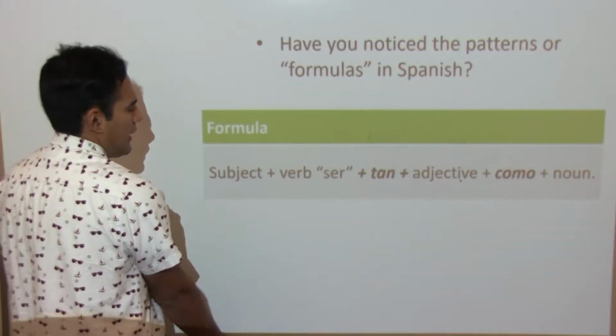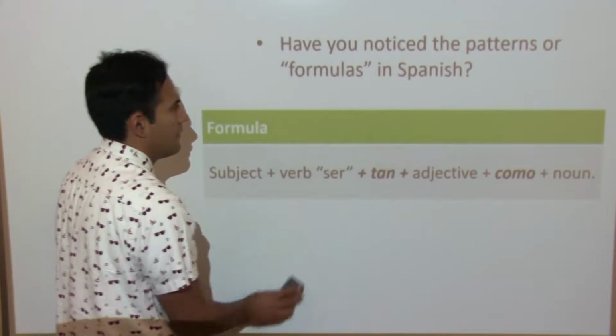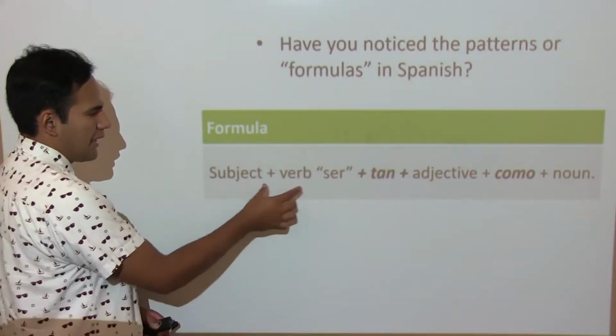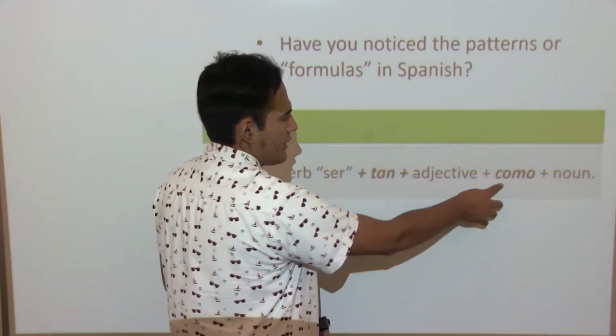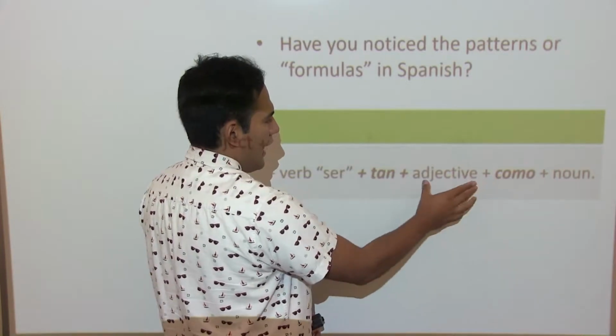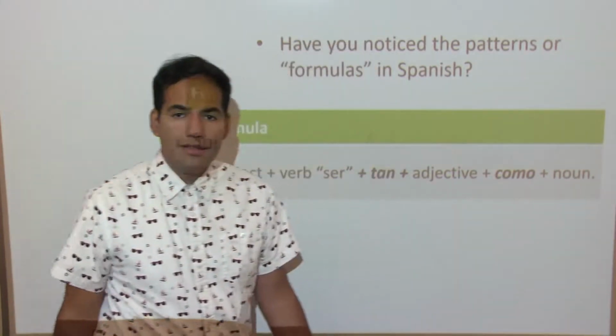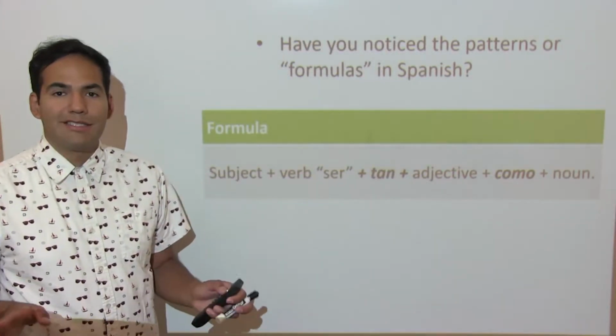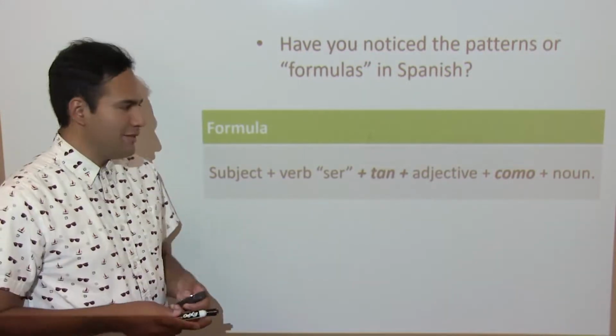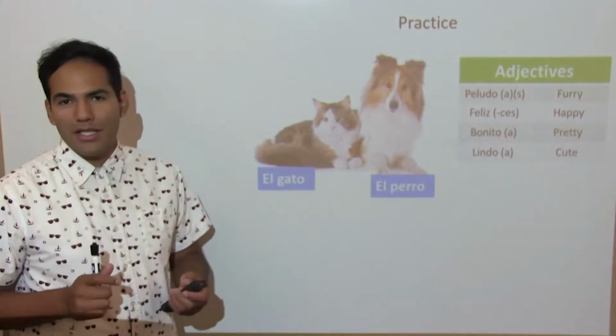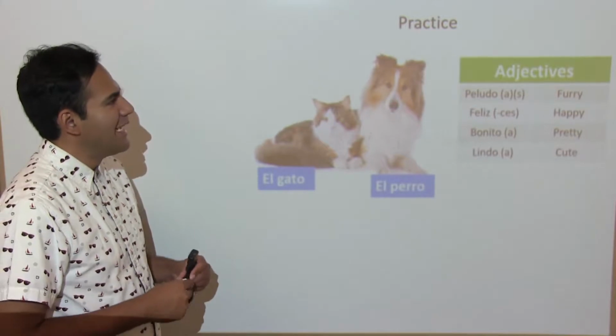So just really quick, here's our formula or pattern. Subject, verb ser, sandwich tan como, adjective, and noun. So that's the formula we're going to be working on. And let's work on some exercises, okay?